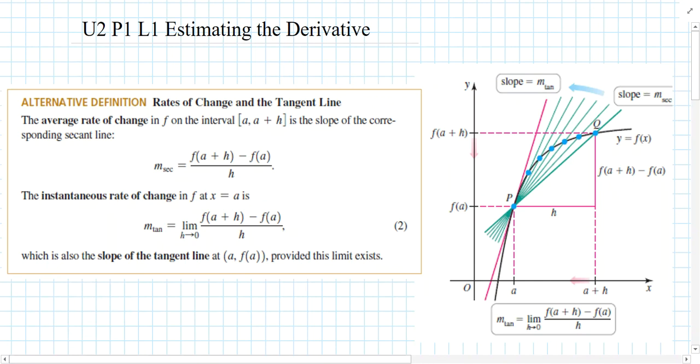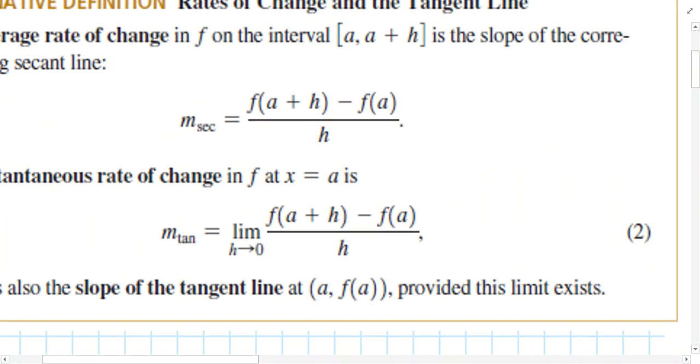Okay, this video is going to cover Unit 2, Part 1, Lesson 1 for our calculus class. In this video, we are going to discuss estimating the derivative. At this point in the class, you should already have a pretty good idea of how to estimate a derivative or what that means, since we've been talking about slopes of secant lines and tangent lines using these definitions already.